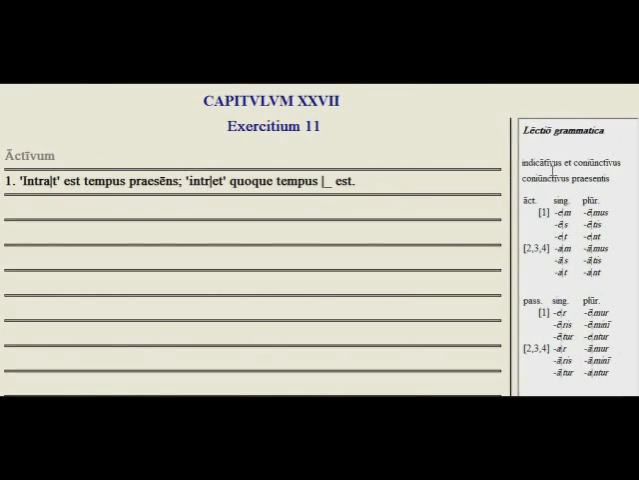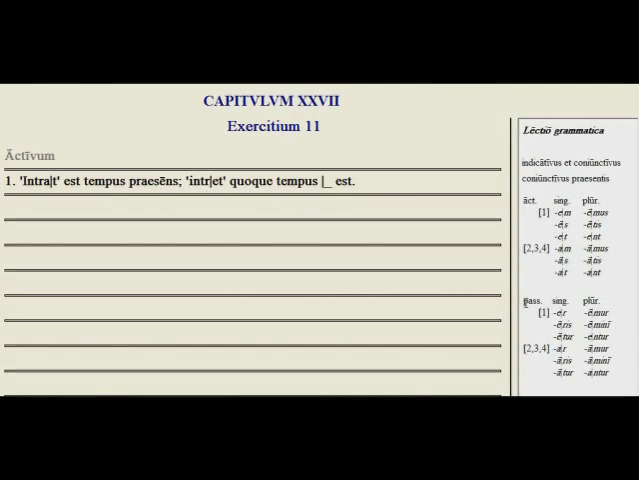Here we have practice with the indicative and subjunctive, the indicativus et conjunctivus. We have the subjunctive present, and here we have the endings for the first conjugation: em, eis, et, emus, etis, ent, and for the second, third, and fourth conjugations: am, as, at, amus, atis, ant. Those are the active endings.